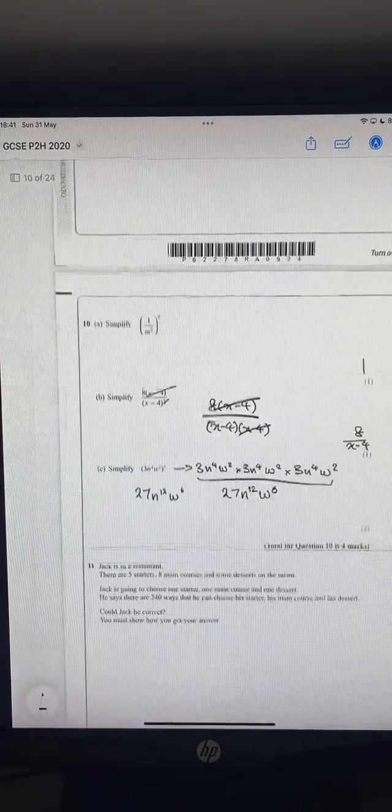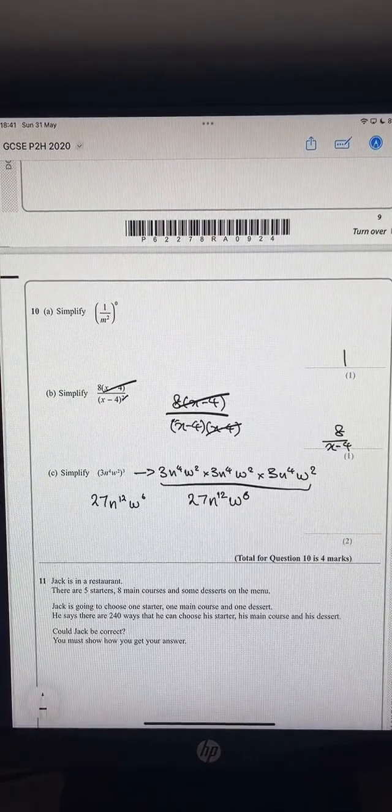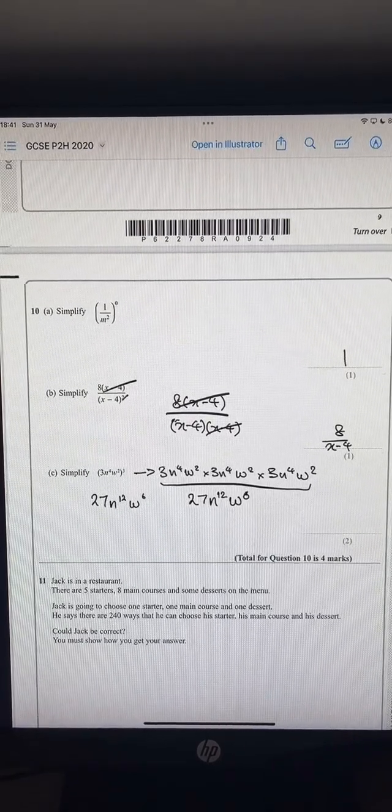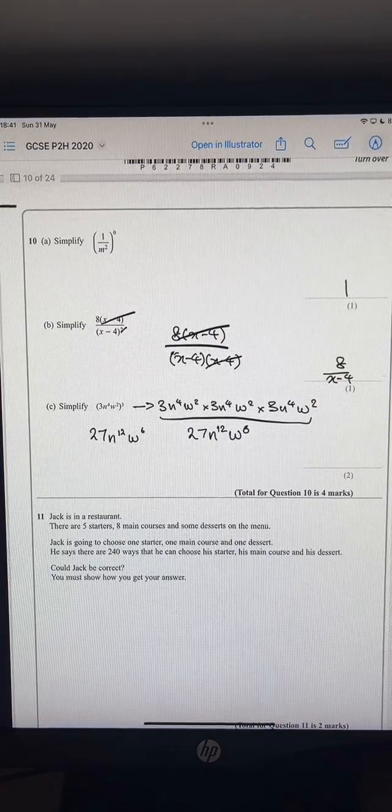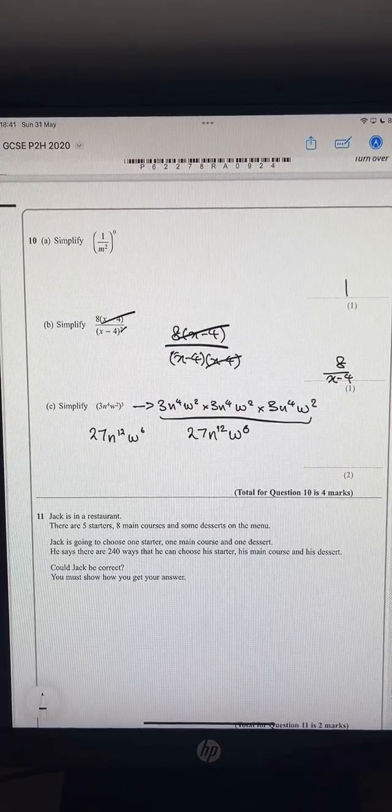Would you still be able to cancel it out if the numerator was x plus 4 and the denominator was x minus 4? No, you cannot. Thanks, Rafi, for helping. Because there's no common factors. X minus 4 itself as a whole is a common factor.